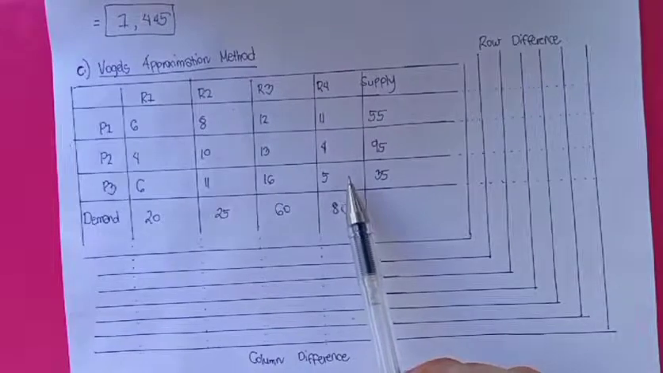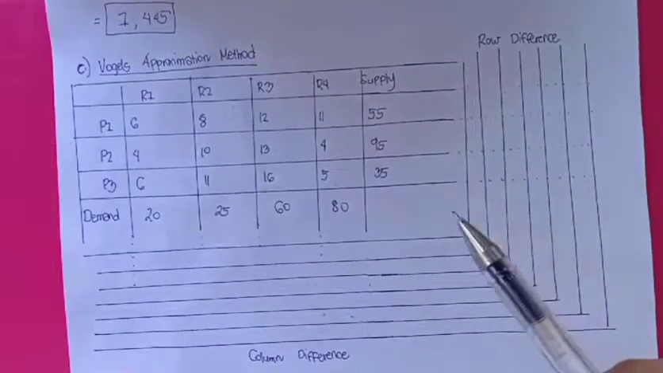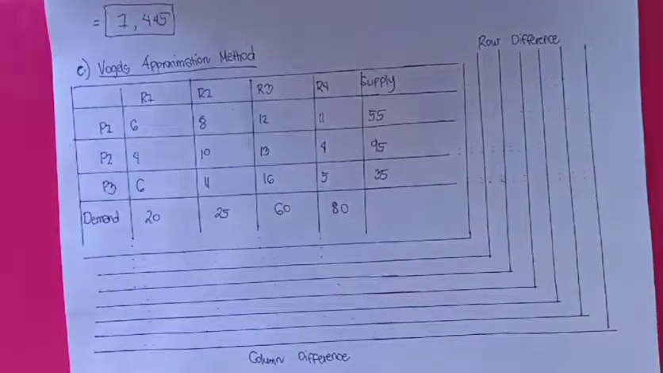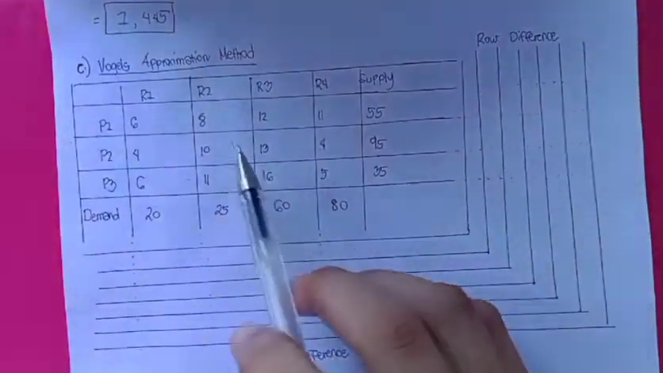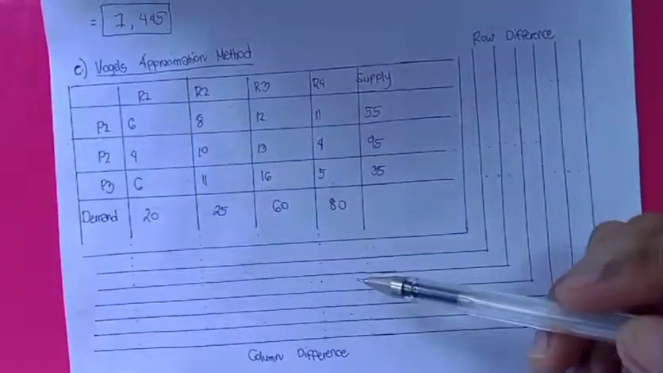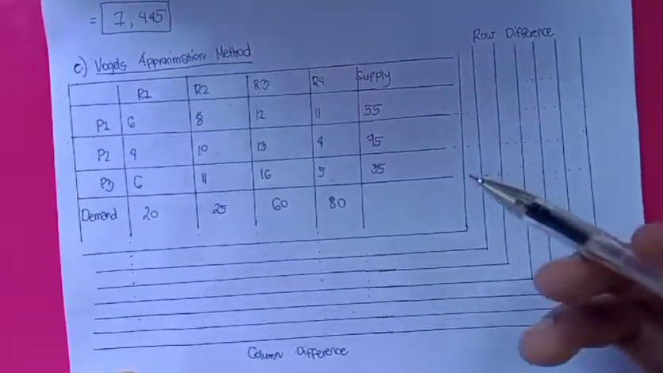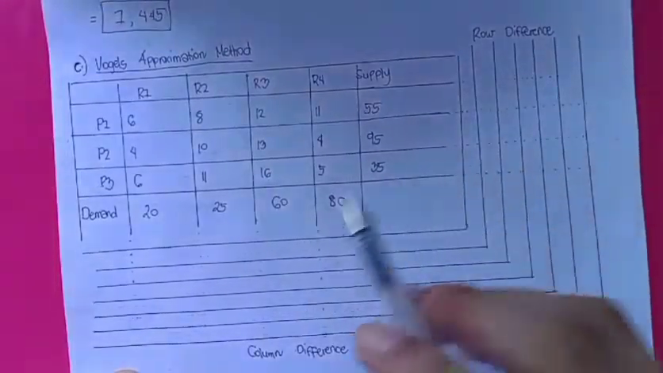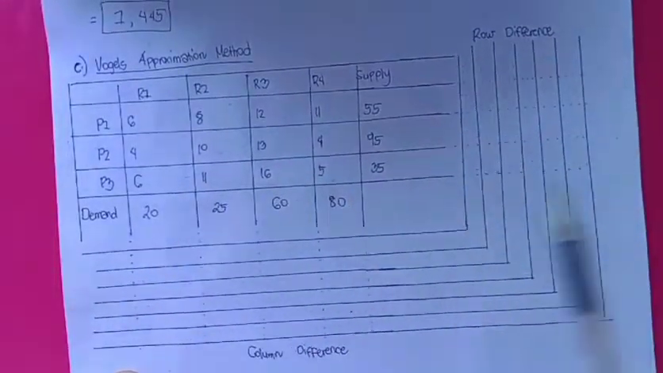Last is Vogel's approximation method. According to this method, before we solve the problem, first we need to find out the row difference and the column difference, for each and every row and for each and every column. So, how can we identify the row and column difference? First, we need to select the least value and the second least value.